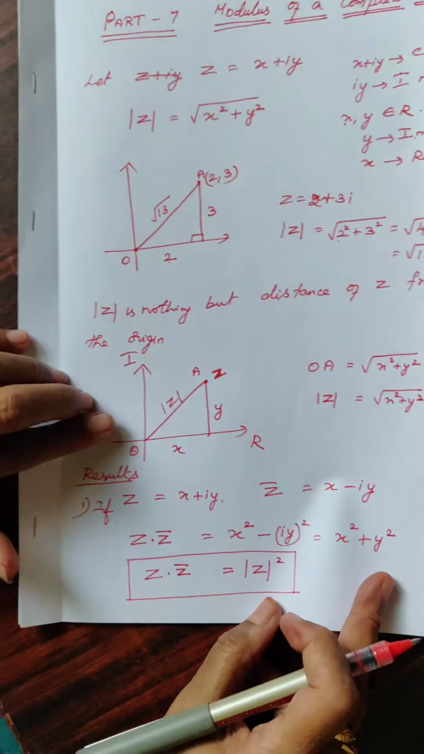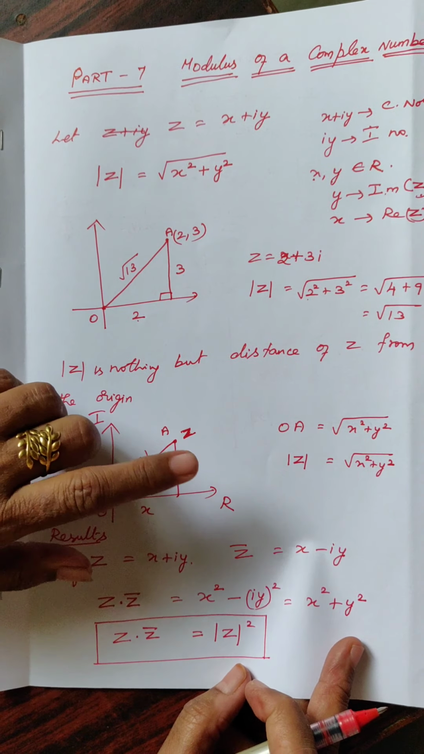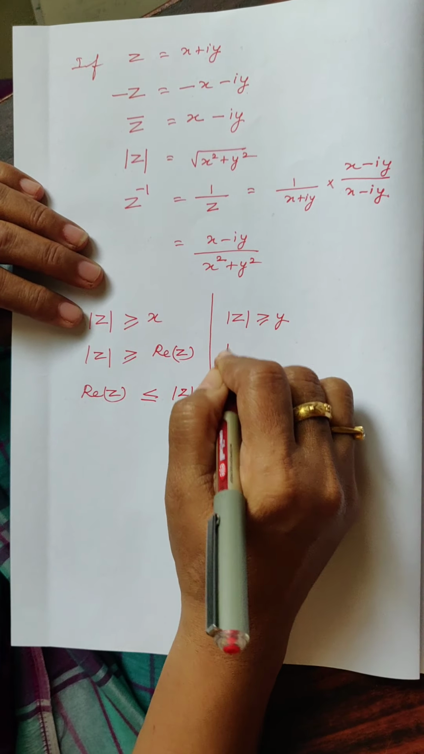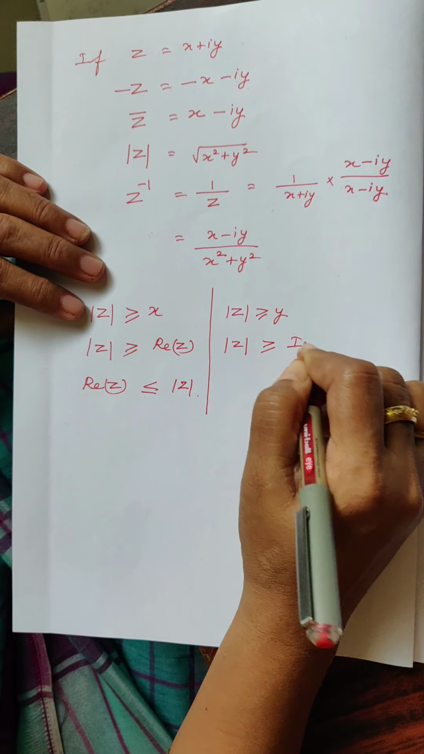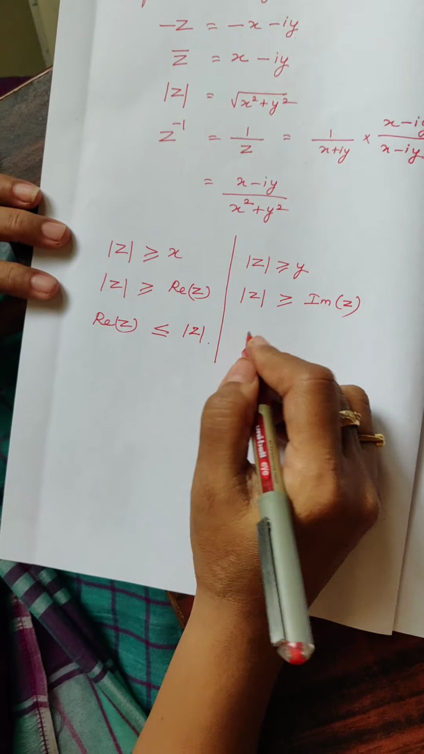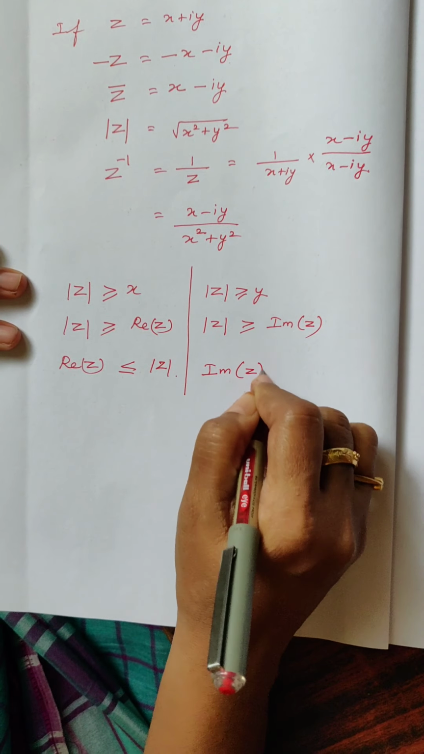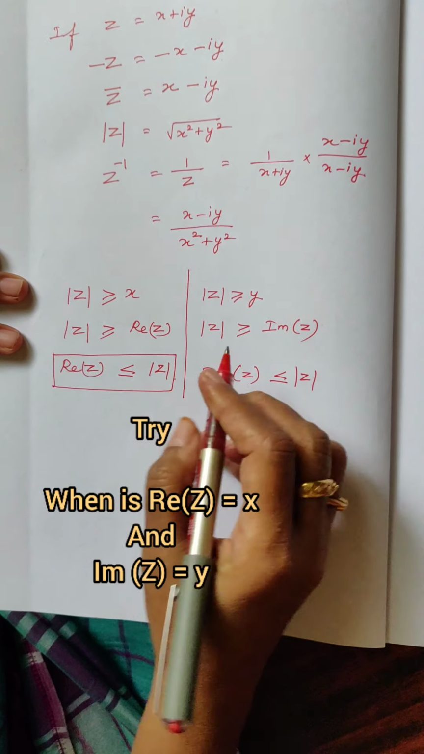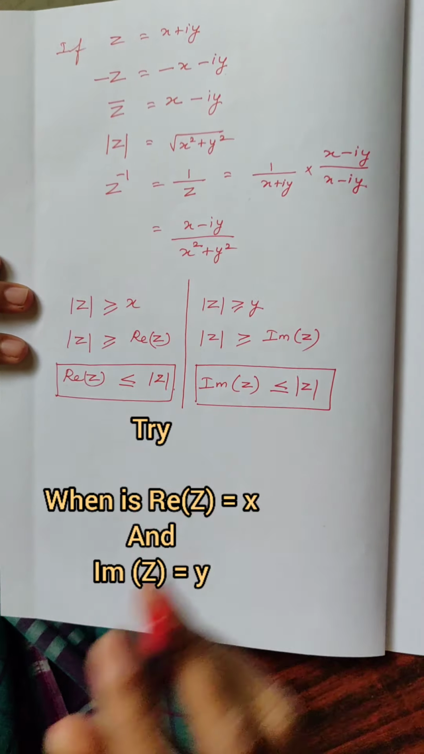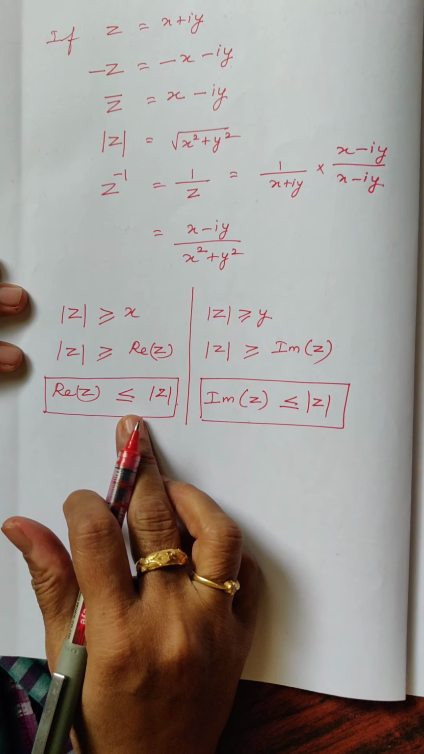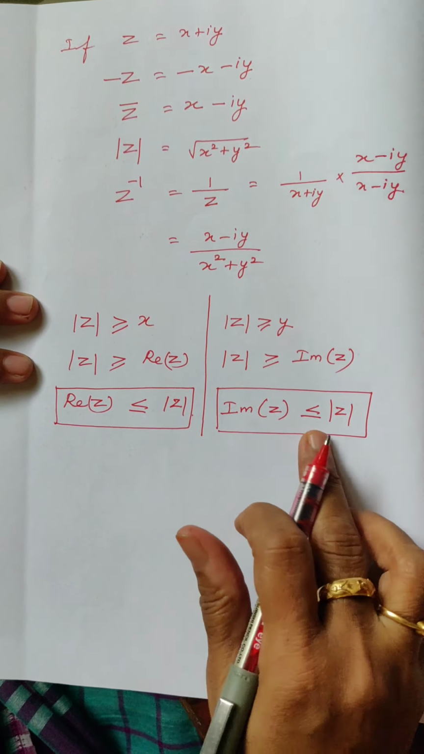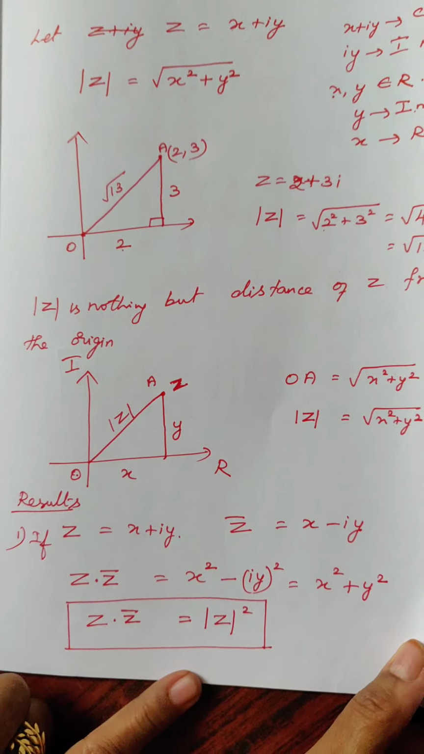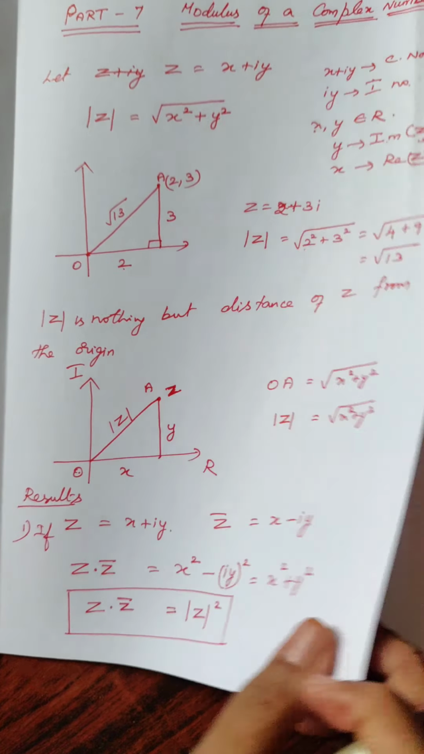Similarly, see from this diagram, modulus of z is greater than or equal to y. So modulus of z is greater than or equal to imaginary part of z. Is it clear now? Or I can simply say it as imaginary part of z is lesser than or equal to modulus of z. So see, these are the results used in many problems. Check it out: real part of z is lesser than or equal to modulus of z, imaginary part of z is lesser than or equal to modulus of z, and z into z bar is equal to modulus of z square. Is it clear now? So we have learned these three properties now.